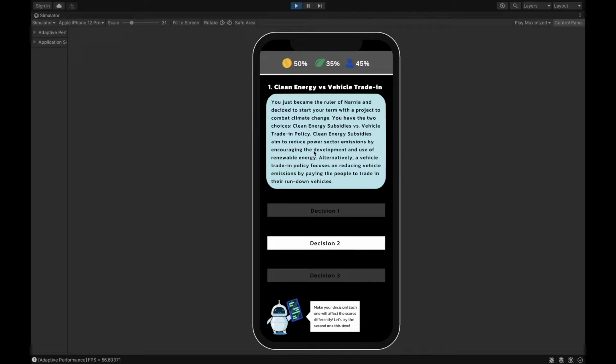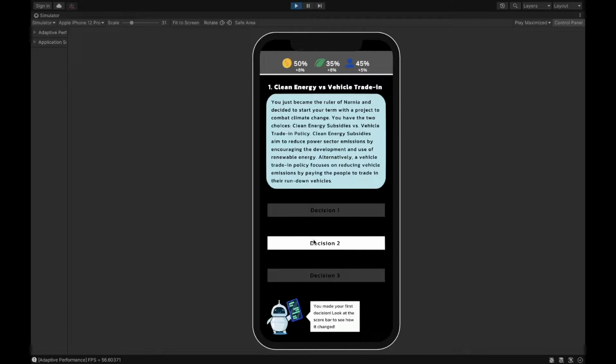Clean energy subsidies aim to reduce power sector emissions by encouraging the development and use of renewable energy. On the other hand, a vehicle trade-in policy focuses on reducing vehicle emissions by paying the people to trade in their rundown vehicles. So our little robot friend here is telling us to make the decision because each one will affect the scores differently. So we can try the second one to start off. And so the text at the top changes in reaction to the decision we make.